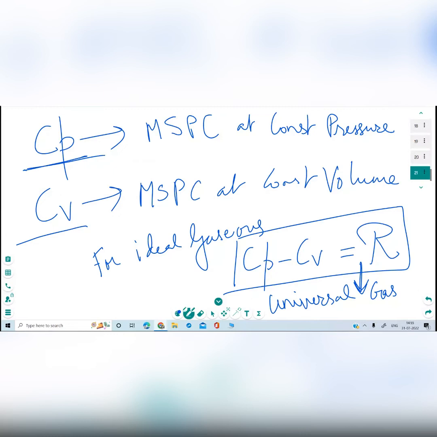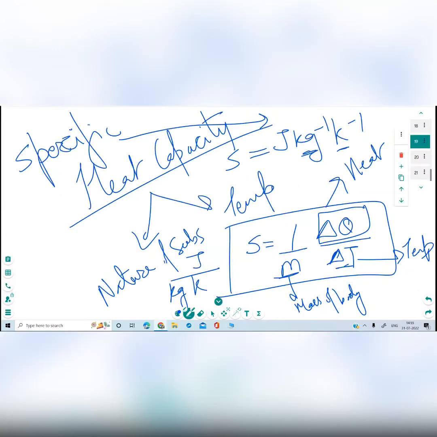So what we did, we started off with specific heat. Specific heat is 1 by m del q by del t. It depends upon two things, the nature of the substance and temperature. How does the 1 over m and the del q over del t work? Are they multiplied or are they just by themselves?